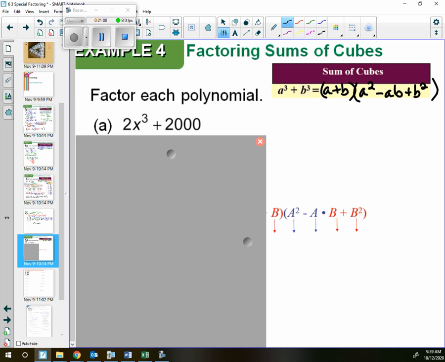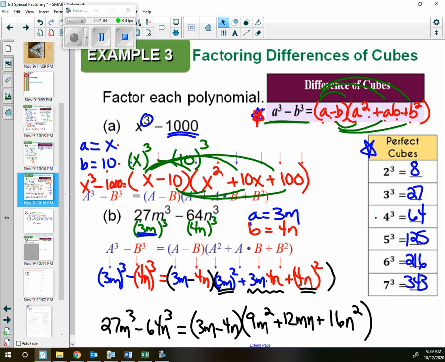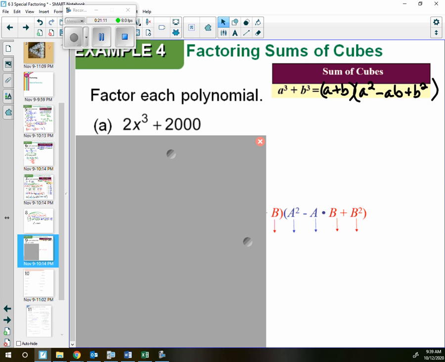So the only difference, if you look and compare those two formulas, I'll go back to the other one, is where the minus and plus signs go. In the difference of cubes, the minus is in the binomial. In the sum of cubes, the difference is in the trinomial. So otherwise, though, it's exactly the same. So we're looking for things that are perfect cubes, and then we can multiply that out.